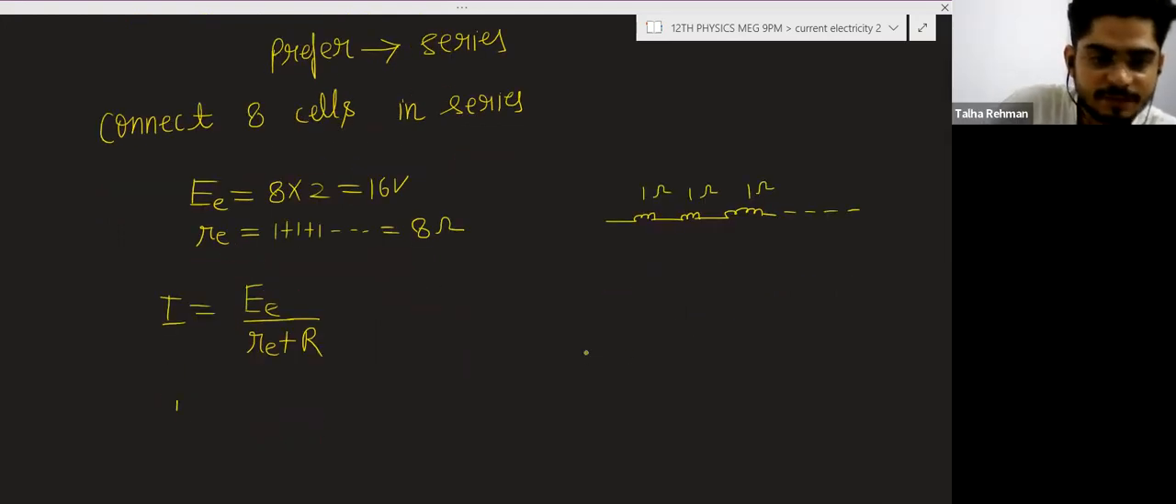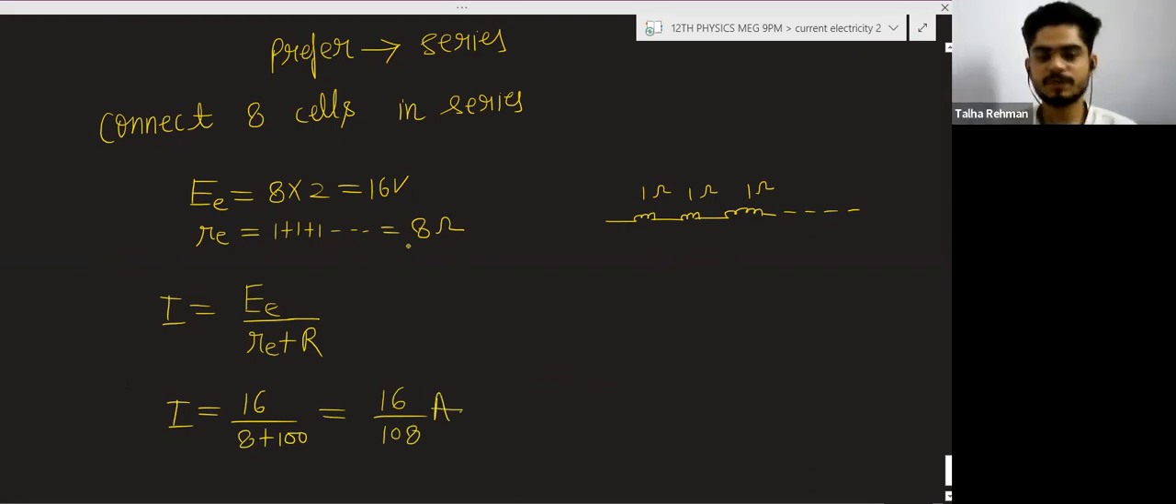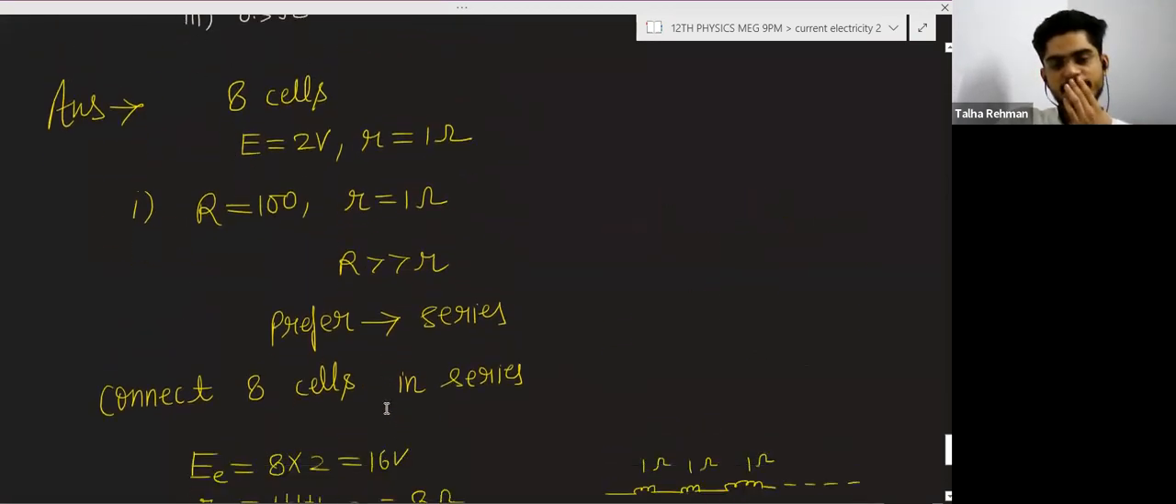And current is given by this. Equivalent EMF is 16, and this R equivalent will be 8, and this capital R is given as 100. So the answer will be 16 divided by 108 ampere. You can solve it further also. So the first part is over now.